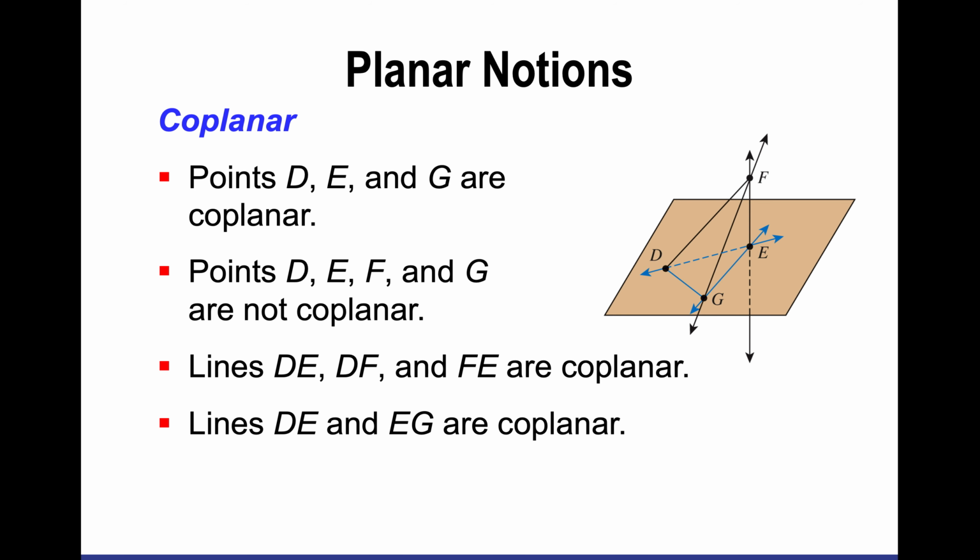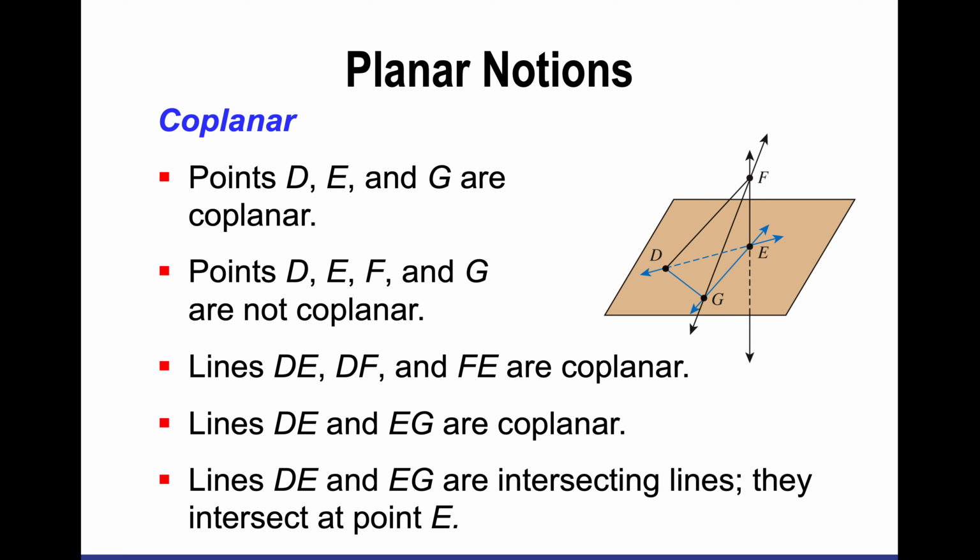Same thing is true with lines. If lines lie in the plane, they're going to be coplanar. But if you look at lines EF, GF, and DF, those are all extending out of the plane, so they're not going to be coplanar.